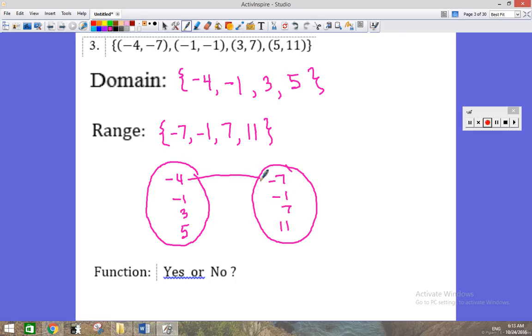and then -4 is related to -7, -1 is related to -1, 3 is related to 7, 5 is related to 11. So you can see that every element in the domain corresponds to exactly one element in the range. You don't have a -4 being related to a -7 and also a -1. That would cause it to fail to be a function. So yes, this is a function.